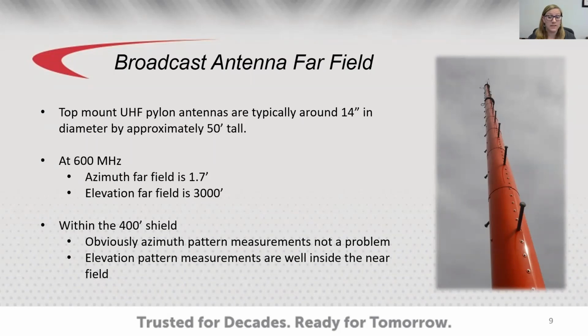So if you were to measure this antenna with a drone inside the 400-foot shield of the tower, you would have no issues measuring the far field azimuth pattern. The elevation pattern measurement, on the other hand, would be well within the near field of the antenna. Now you may be thinking, okay, the elevation pattern will be a little unfocused, but how far off could it really be?